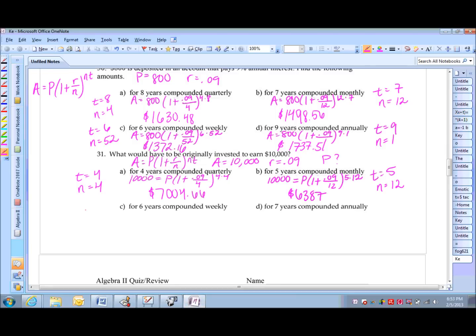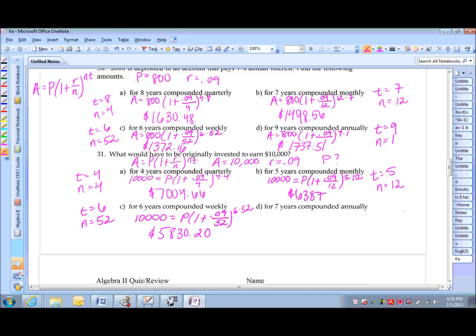Okay, in part C, our T value is 6, and it's compounded weekly, so N is going to be 52 since there's 52 weeks in a year. So our formula is 10,000 equals P times 1 plus 0.09 over 52 raised to the 6 times 52. And when you enter that into your calculator and solve for P, you end up with $5,830.20.